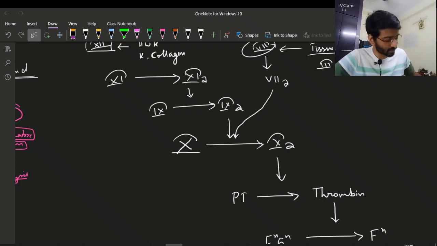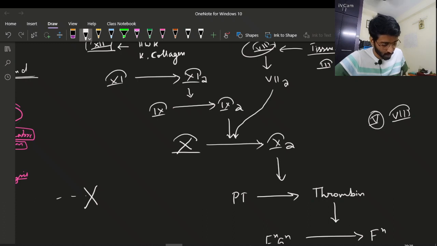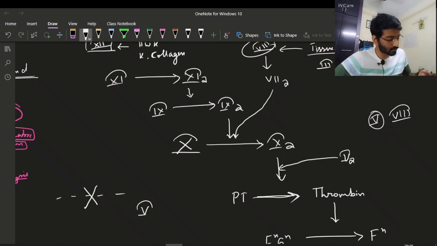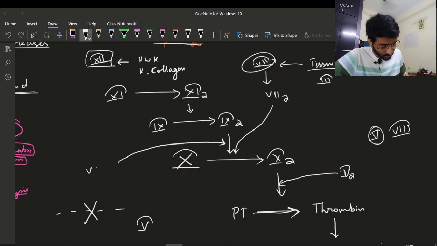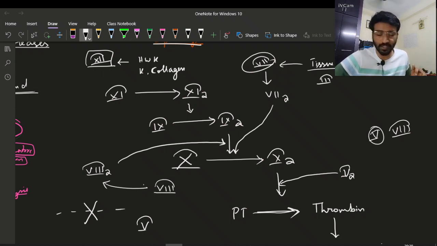We are left with two more factors, factor 5 and factor 8. Right, factor 5 and factor 8. So here, where is 5 adding? If you take this as 10, what is half of it? 5. In Roman, half of it horizontal, half. So here it is acting along with 10A to convert prothrombin into thrombin, and 8 is left. 8 is acting along with 9A, its friend. 8A is acting along with 9A to convert 10 into 10A.